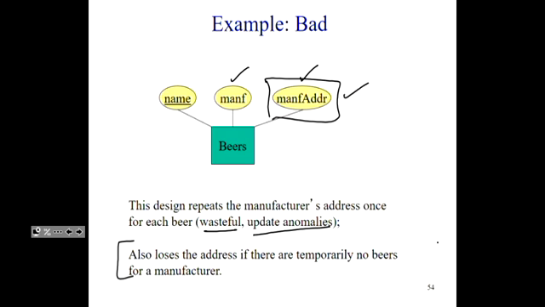Because there are no beers associated with that manufacturer, there are no entities corresponding to any beer within this entity set, and therefore you lose the information corresponding to the manufacturer address when this happens, right? So this is another problem that arises because you are relying on the fact that there exist these entities within the beer to store additional information, if you will.